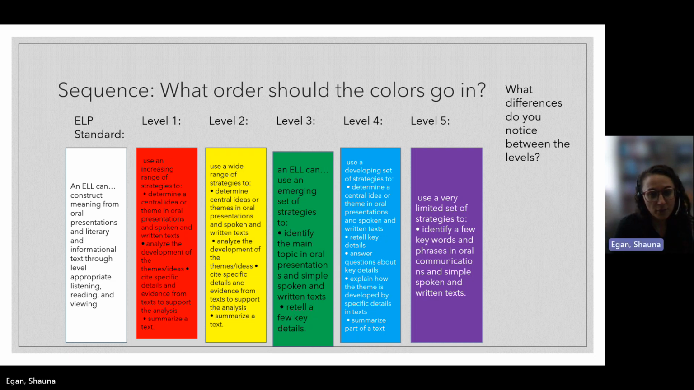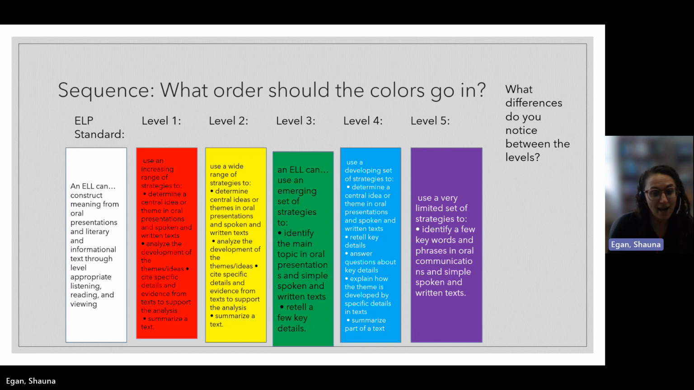So moving on to another activity. This is an example of an English language proficiency standard from View 1. You can see that the white box is the overarching standard. For this one, it says an English language learner can construct meaning from oral presentations and literary and informational text through level appropriate listening, reading, and viewing.